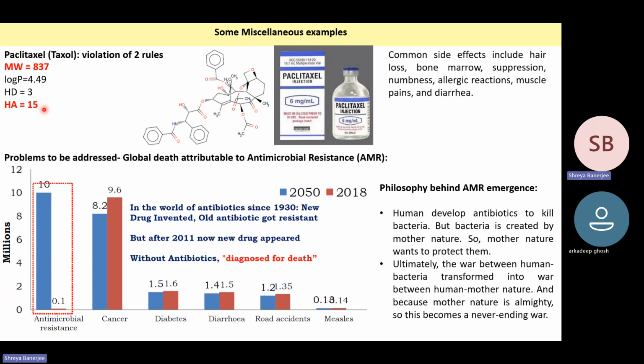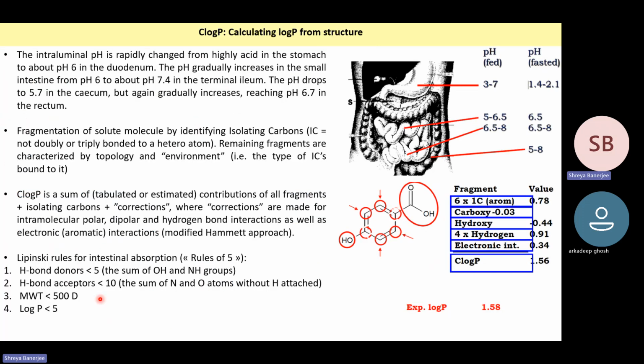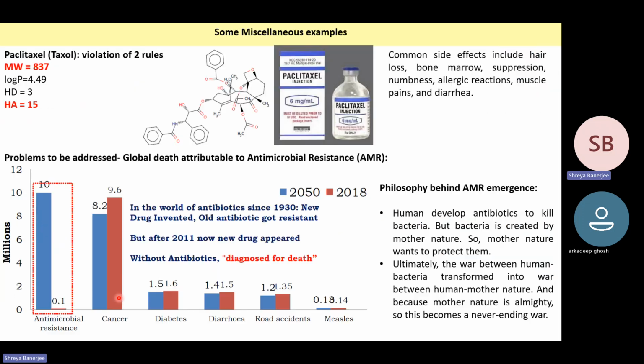So this drug called paclitaxel or Taxol violates 2 of the Lipinski rules. The molecular weight is greater than 500. It is 837, so it is violating one rule. And the number of hydrogen acceptors, this double bonded O, if you add them all up, then it is 15, which should be less than 10. So that rule is also violated. So this is not a very good drug because it is violating 2 rules.